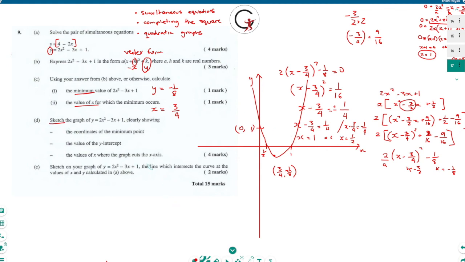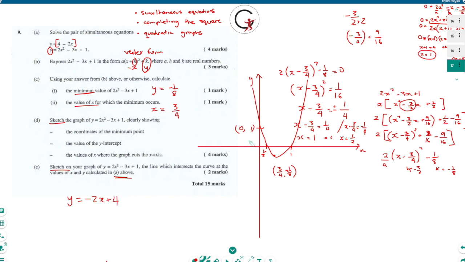It's a sketch. Alright, now this last part says, sketch on your graph of y equals the same parabola, the line which intersects the curve at the values of x and y calculated in part A. Okay, the line which intersects the curve. So we know that the line from part A was y equals 4 minus 2x, or if I rewrite that in the form of y equals mx plus b, I'm going to say y equals minus 2x plus 4.